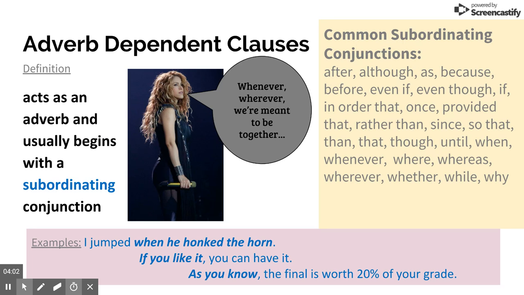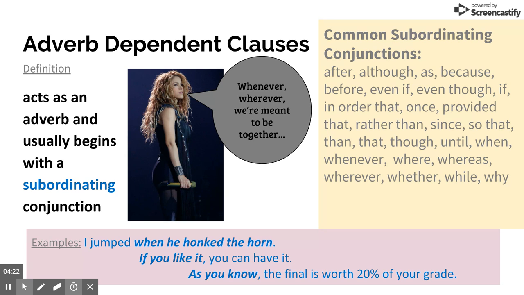We also have adverb-dependent clauses, which, as the name implies, act like an adverb. These ones usually start with subordinating conjunctions. And I've got some example sentences down in blue. I jumped when he honked the horn. If you like it, you can have it. As you know, the final is worth 20% of your grade.